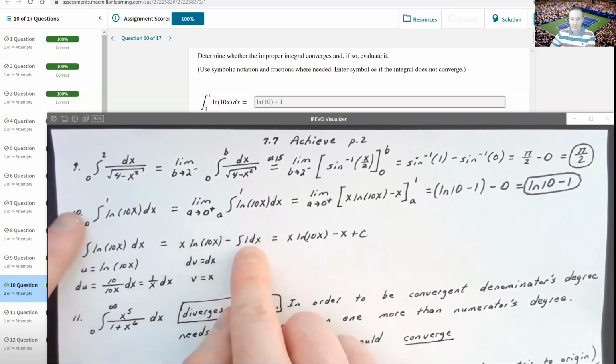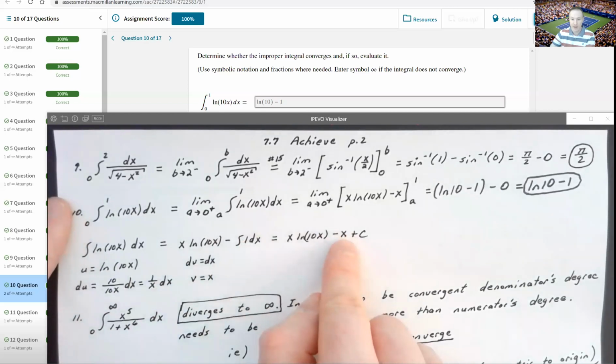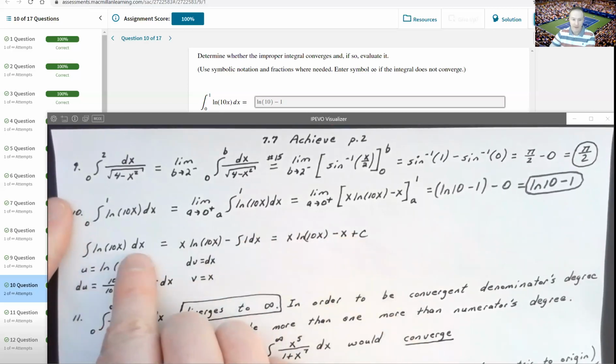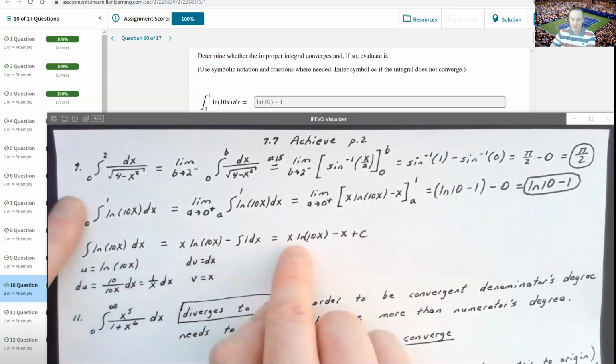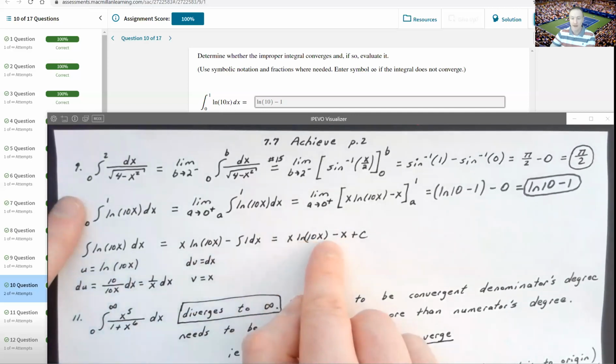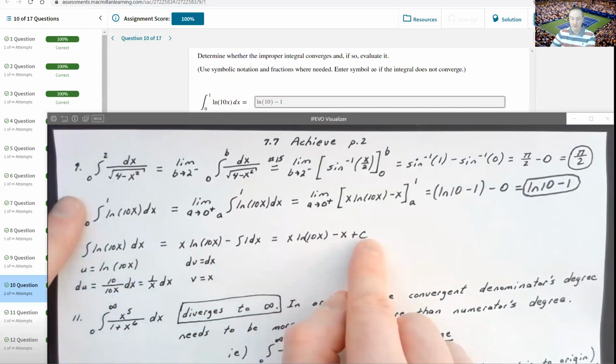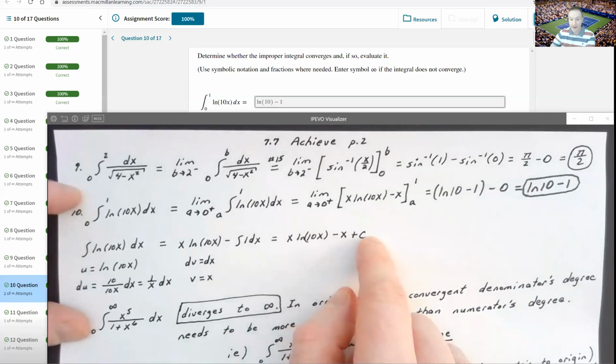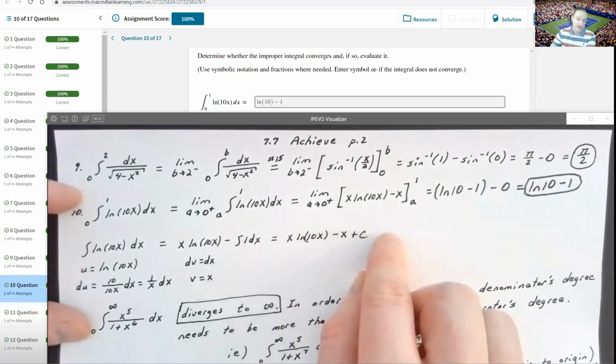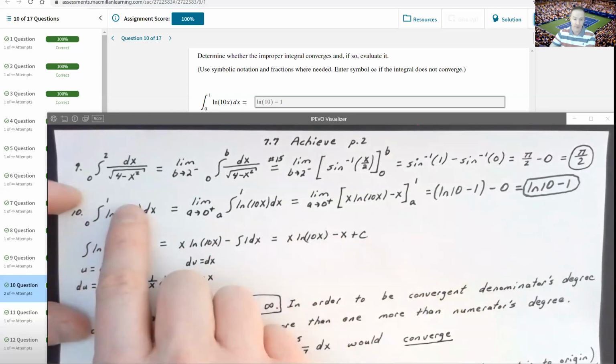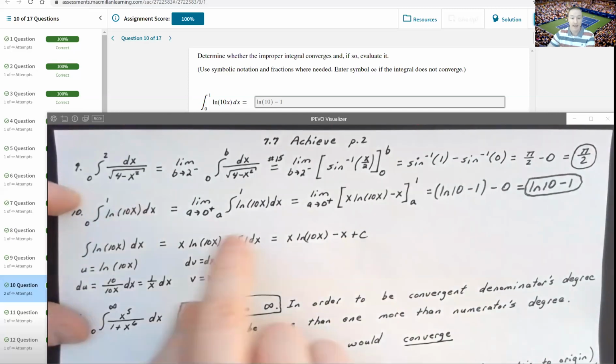We already know the integral of 1 with respect to x is simply x. So the integral of the natural log of 10x dx would be x natural log of 10x minus x plus the constant of integration. Now, that constant of integration, of course, is irrelevant when we come up here to our definite integral.